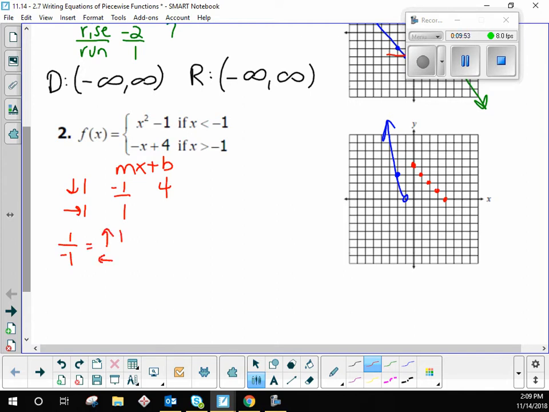Up 1, left 1. So I'll do that. I'm going to go up 1, left 1. Now I have a point for -1, which was my domain cutoff. Can I keep it a closed circle, or do I need to change that point to an open circle? Open, right? Because there's no equal sign right there at the -1, so I go erase it. And then I connect all that.